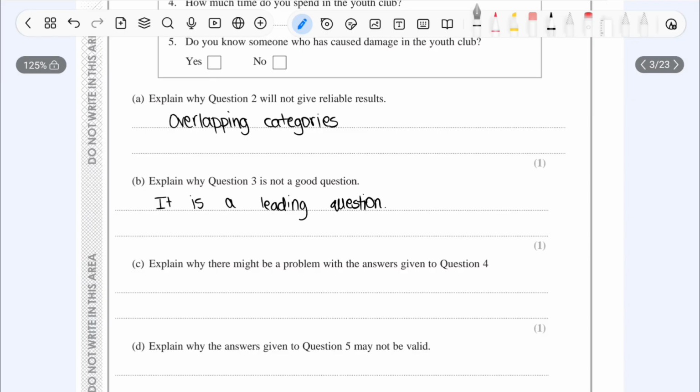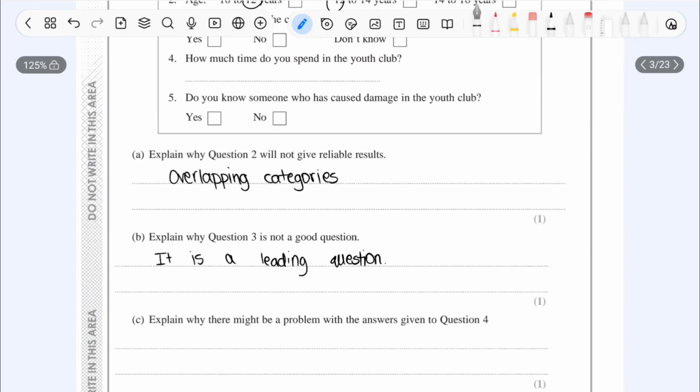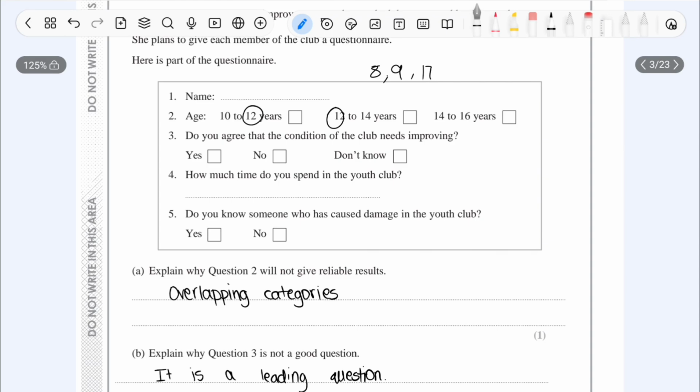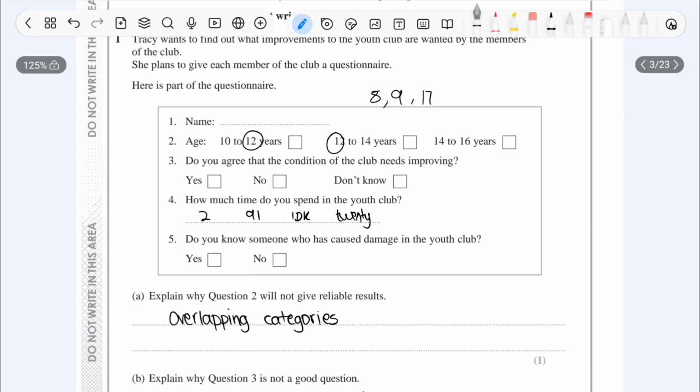Part C. Explain why there might be a problem with the answers given to question 4. So let's look at question 4. How much time do you spend in the youth club? Well, I can put 2, I can put 91, I could put anything. Now, you can see what the problem is here. I could also put 20. Now, it might be all nice and fine if a human is going through this, but, well, let's say there's a massive club and you're going to put it through a computer software to automate this.